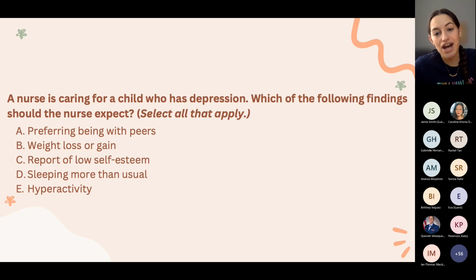All right, a nurse is caring for a child who has depression. Which of the following findings should the nurse expect? Select all that apply. Preferring being with peers, weight loss or gain, report of low self esteem, sleeping more than usual, hyperactivity.